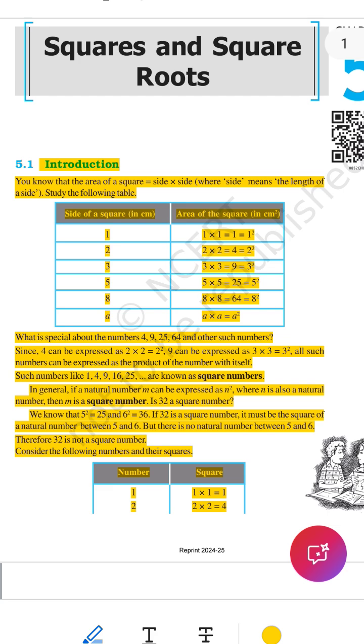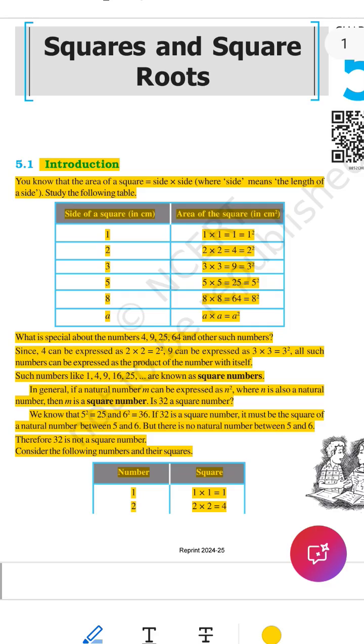3 times 3 equals 9. 9 is a square number. 4 times 4 equals 16. 16 is a square number. The pattern of square numbers. 1 times 1 equals 1, 2 times 2 equals 4, 3 times 3 equals 9, 4 times 4 equals 16, 5 times 5 equals 25, 6 times 6 equals 36, 7 times 7 equals 49, 8 times 8 equals 64, 9 times 9 equals 81, 10 times 10 equals 100, and it goes on.